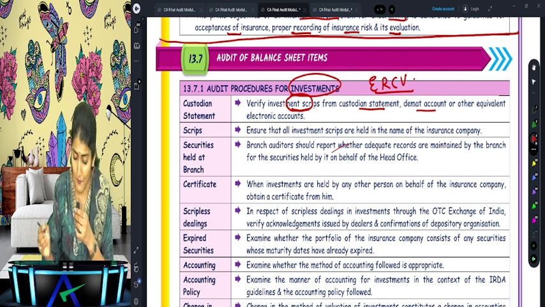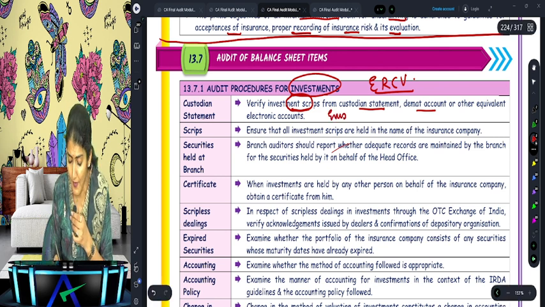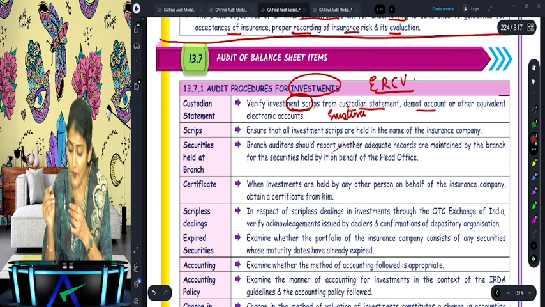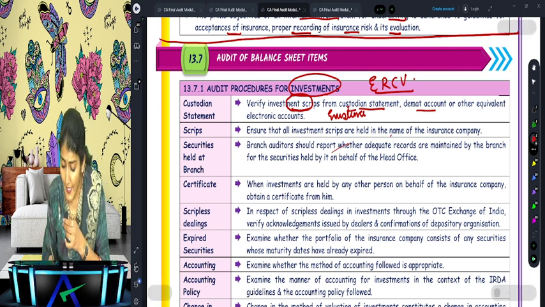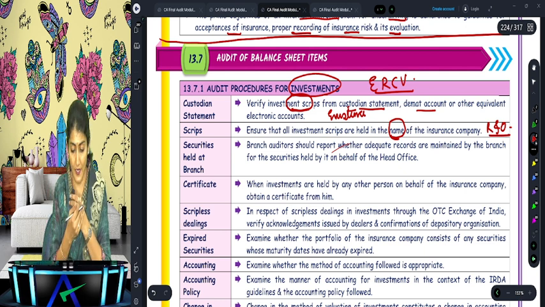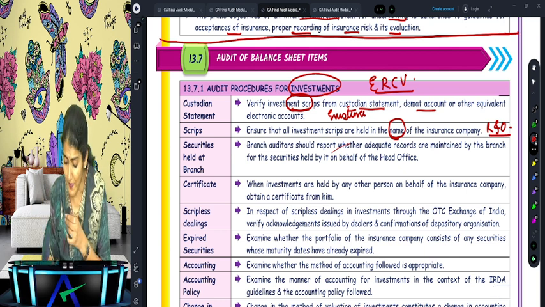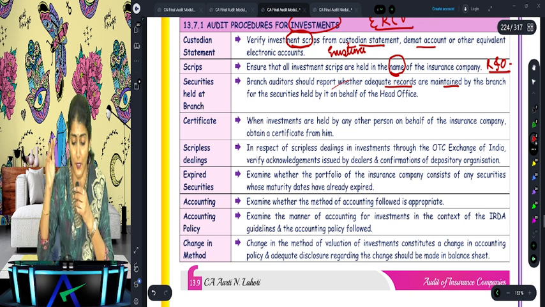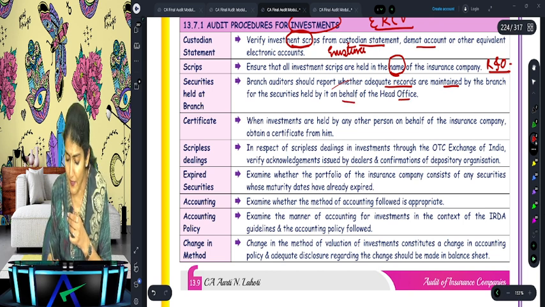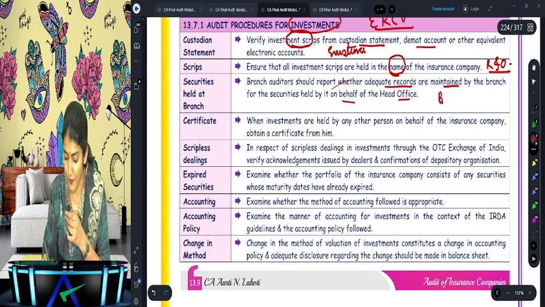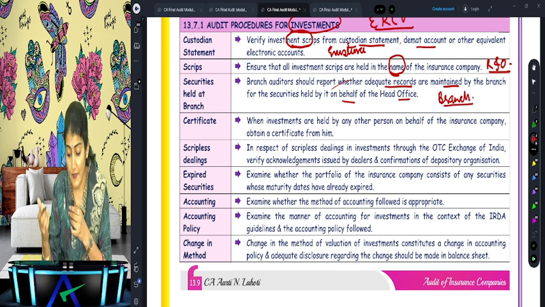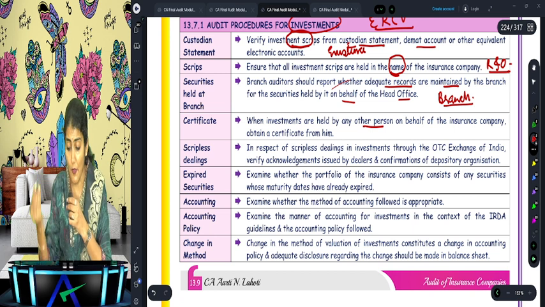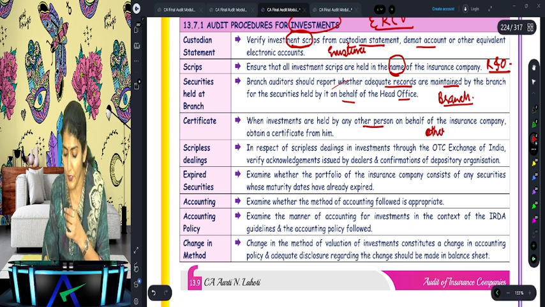Verifying investment scripts means we are talking about the existence. Then whether all investment scripts are held in the name of the insurance company. That means we are talking about the rights and obligation. Then the branch auditor should report whether adequate records are maintained in respect of those securities held by it on behalf of the branch office, right? So we are talking about the securities held at the branch office. Then if investments are held by another person on behalf of the insurance company, again you need to obtain a certificate from such other person.